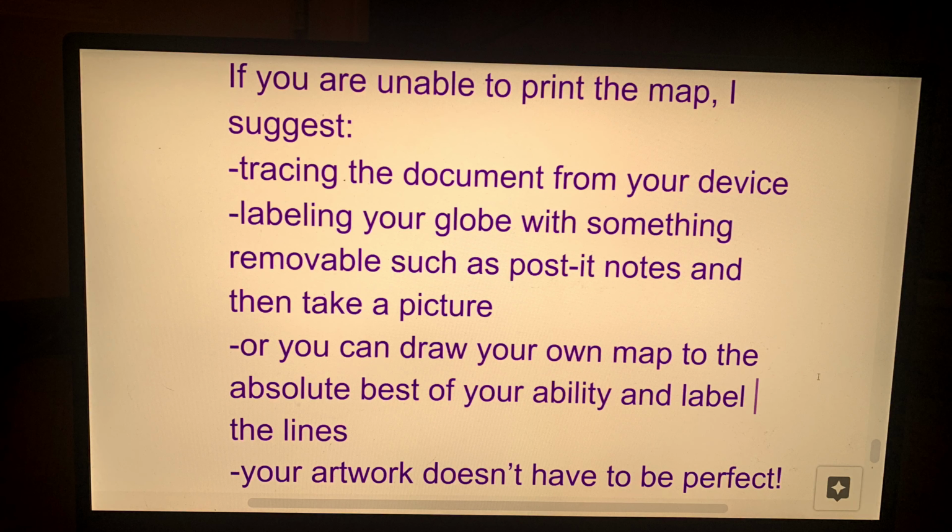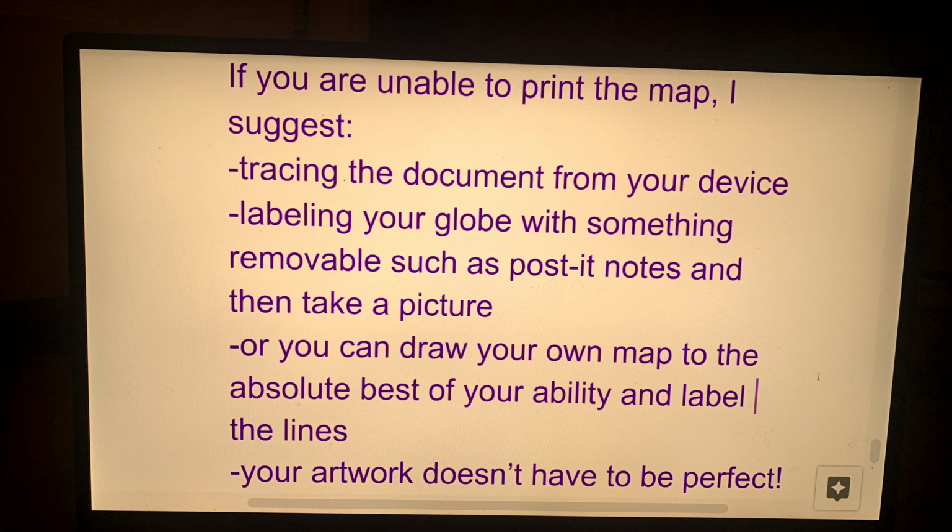Your job is to label the major lines of latitude, the major line of longitude, and the climate zones. There will, of course, be a blank map available in the drive for those with a printer available. But for those who are not able to print, this activity will require a bit of creativity. But that's okay, because you're a Montessori student and you don't shy away from an opportunity to be creative. If you are unable to print the map, I suggest tracing the document from your device, labeling your globe with something removable, such as Post-it notes, and then take a picture.